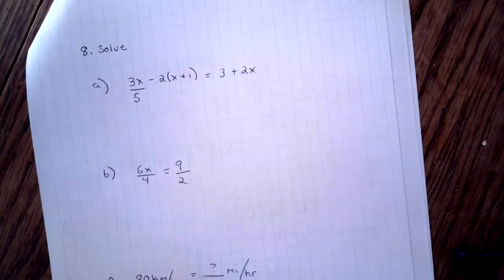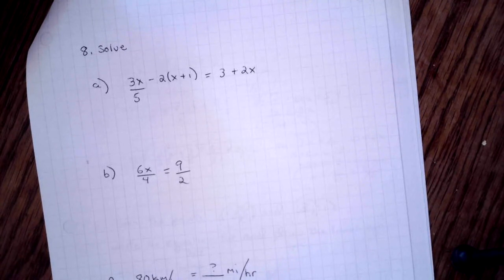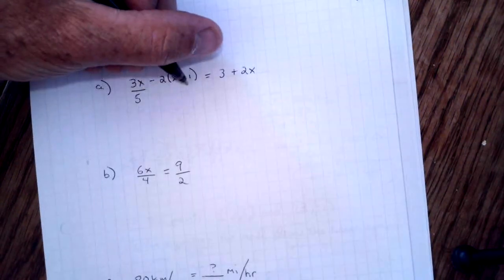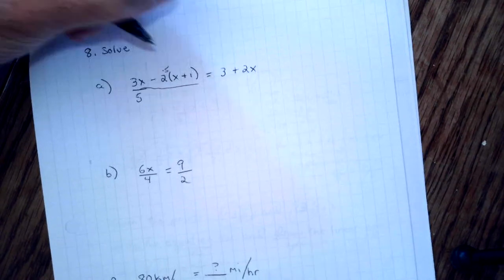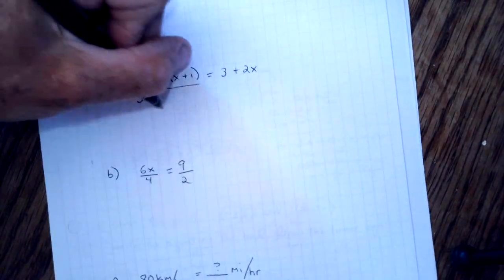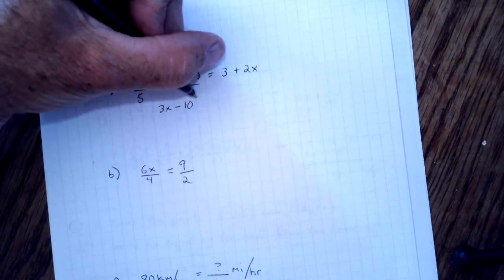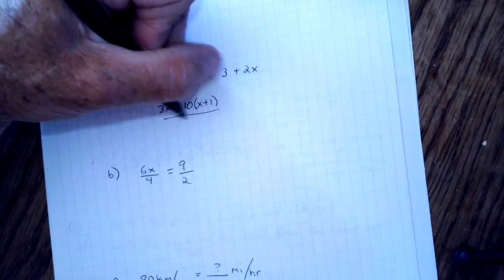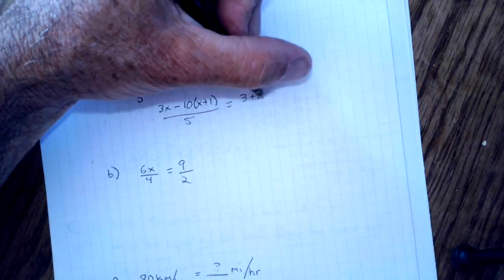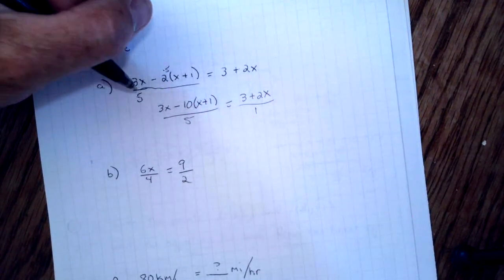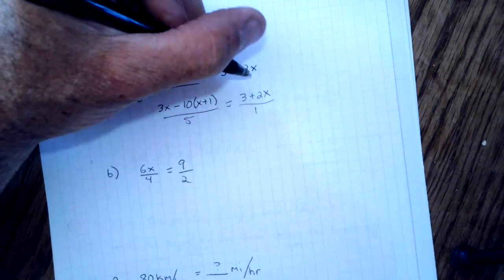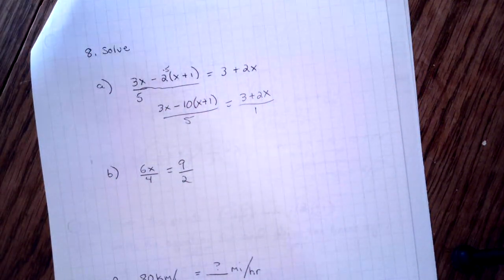All right. Next one is solve. Well, in this case, you can cross multiply or use a common denominator. I'm going to do this one kind of cross multiply. So I'm going to make this one a common denominator of 5. To do that, I'm going to multiply top and bottom times 5. So this is going to be 3x minus 10 times (x plus 1) over 5 equals 3 plus 2x over 1. So if I cross multiply those, I can do it that way. I could have just said common denominator 5 like the others, but I'm going to do it this way.